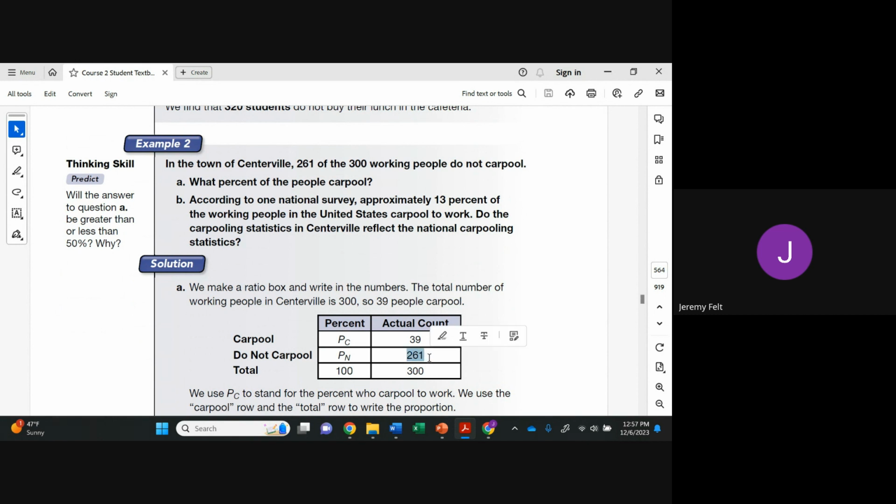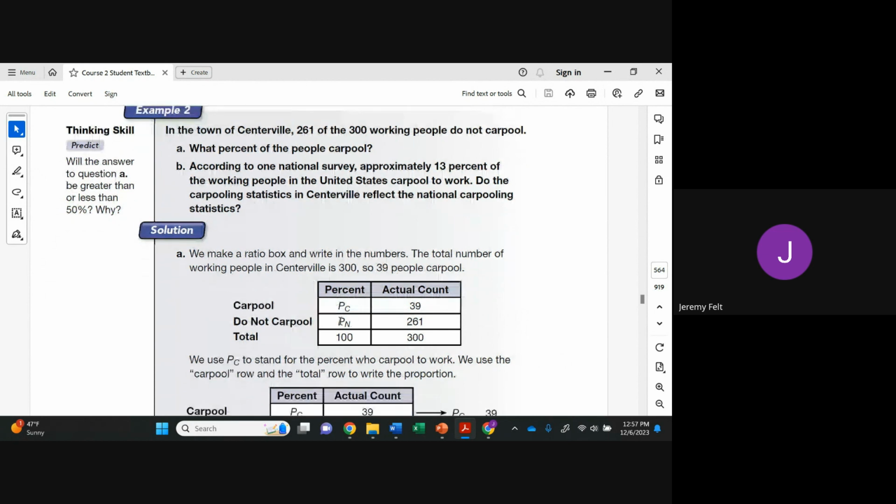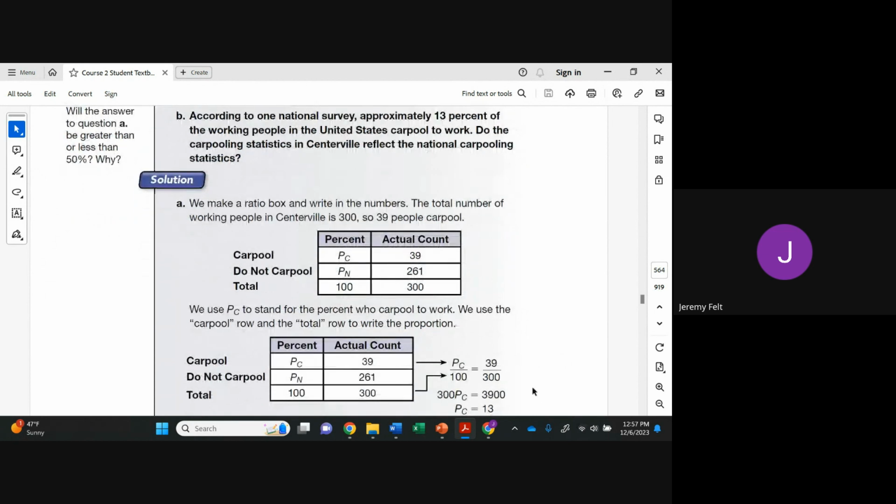261 do not carpool. And we can find the difference to figure out 300 minus 261 gives us 39 who do carpool. Okay, and we want to try and find what percent of the people carpool. So we're going to say x, or y, or z, or PC, in this case, what they're calling 100 equals 39 over 300.